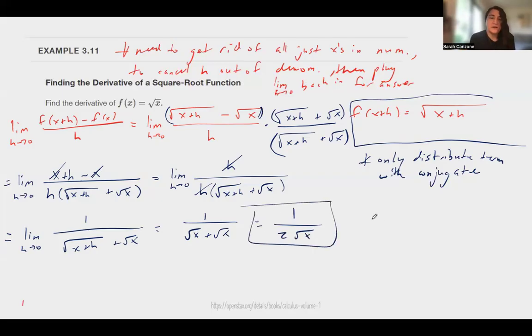Because x wasn't a specific value, we weren't looking for the limit at a specific point. We were just looking for the general limit. This is our answer. That is the derivative of the function. So you plug in any number for x, you get the slope at that specific point in the function.